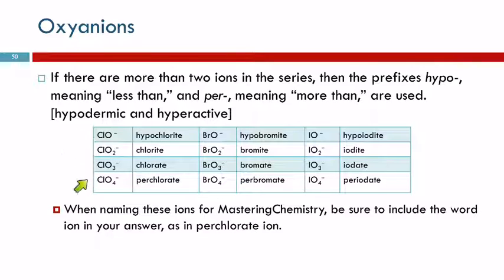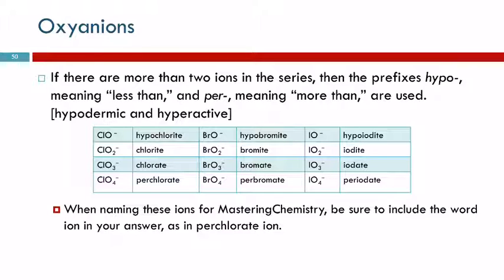So here's the series. There are these families. So here's chlorate. You memorize that one. Chlorite has one less oxygen. And then there's this one, ClO minus. It has even one fewer than the light version. So we put the prefix hypo in front of it. Hypo is a prefix that means below.